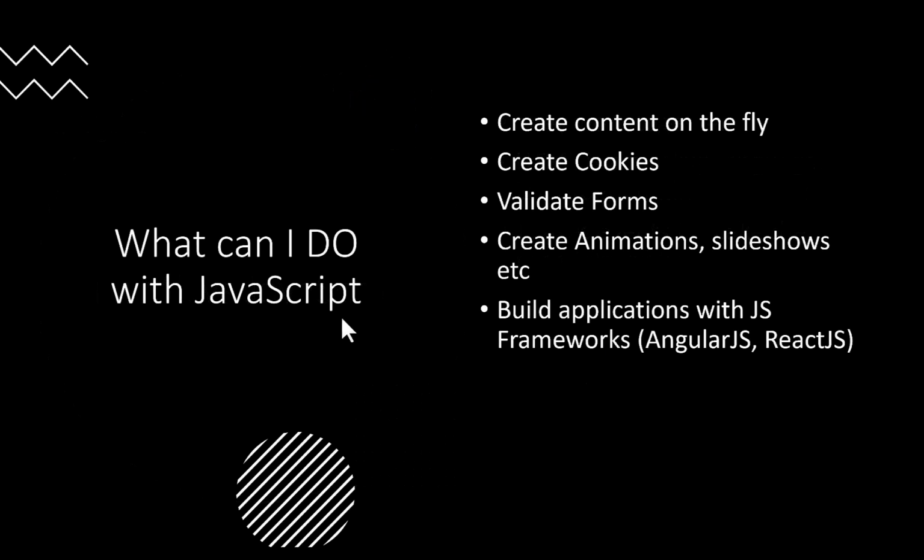All right, what can I do with JavaScript? I can create content on the fly. I can literally change my image source with the click of a button. So there's an event, somebody clicks on the button, and I can change the image source, which literally changes the src attribute on our image, and therefore our image changes all within the browser, never having to go back to the server in order to make that change. I can create cookies, validate forms, create animations and slideshows like our carousels, and build applications with JavaScript frameworks. That is much more than what we're going to be handling in this class, such as AngularJS and React.js, both very popular frameworks.